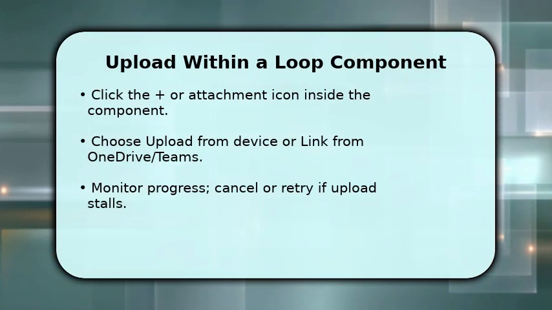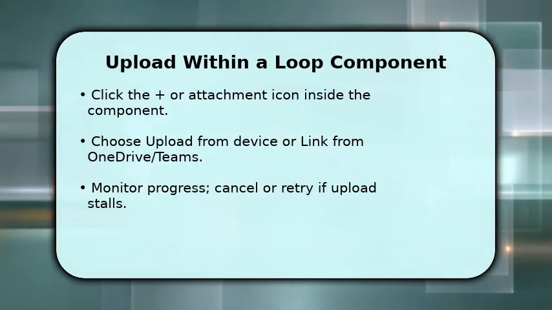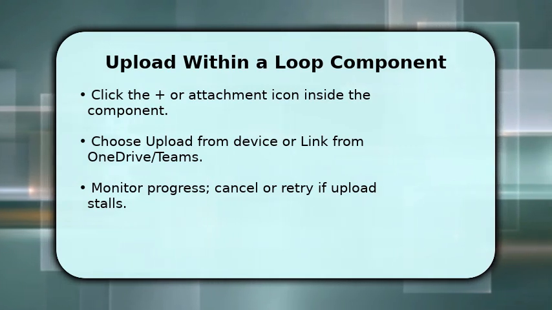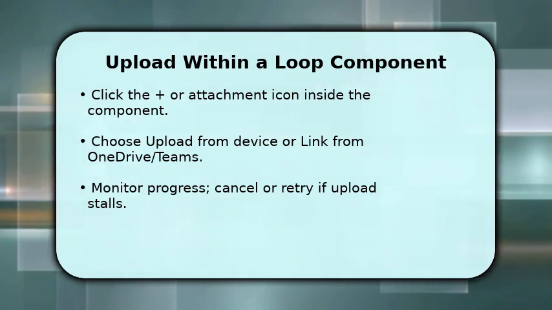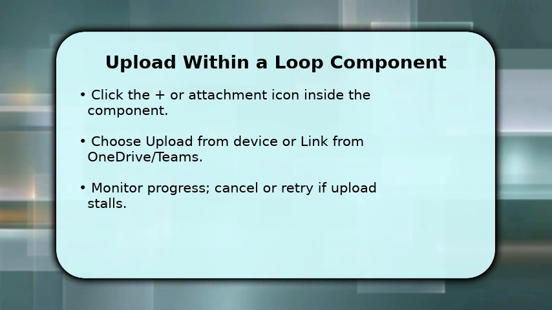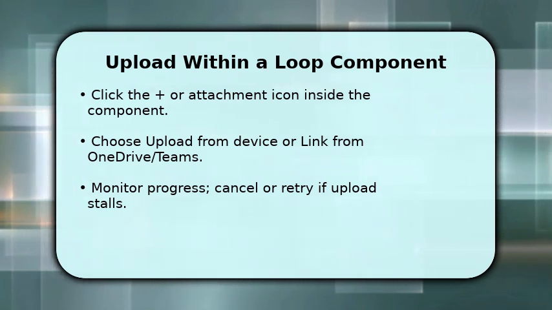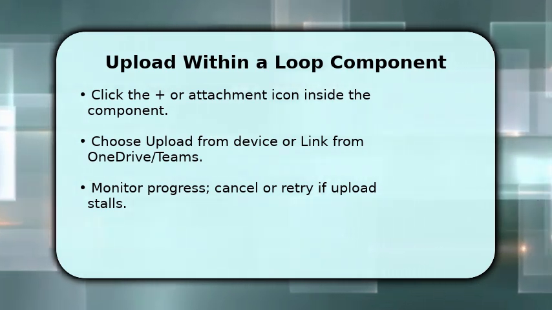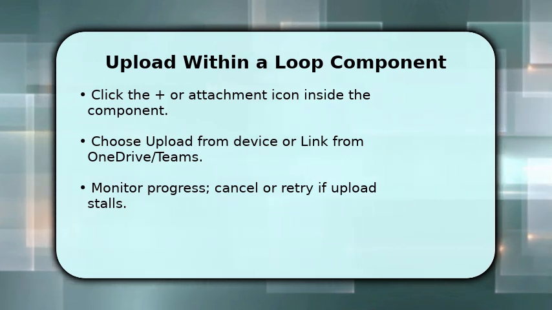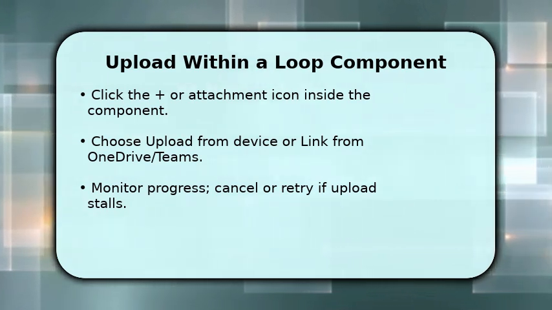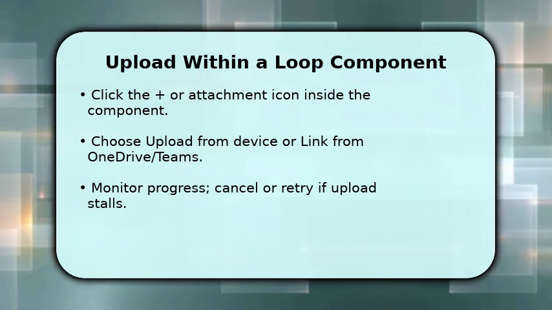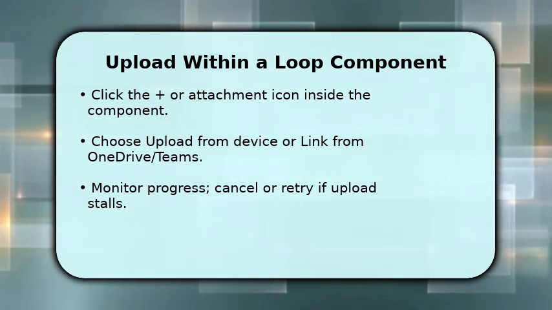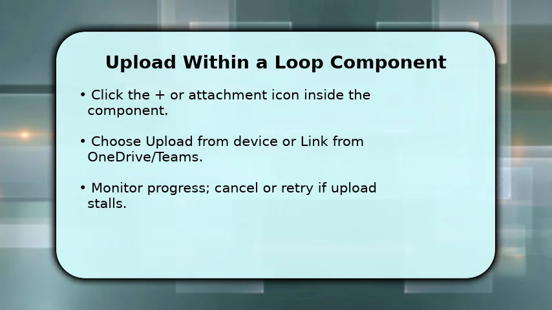Once inside the component, click the plus or attachment icon to attach a file. You'll see options like upload or link from OneDrive. Choose upload to pick from your device or link to grab a cloud file so changes stay synchronized. As you select the file, Loop shows upload progress. Watch it so you can cancel and retry quickly if there's a network glitch. Make sure the file lands in the correct component so teammates find it where expected.